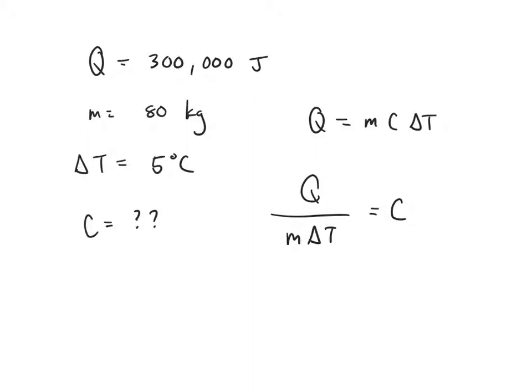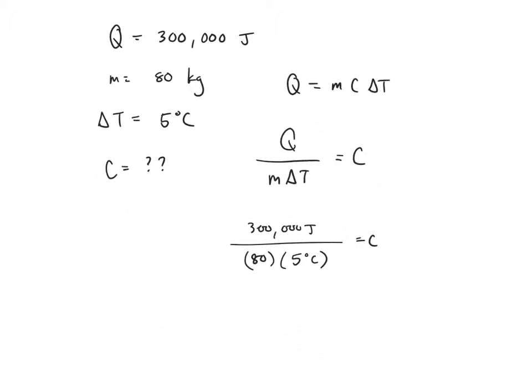At this point, let's go ahead and just plug in. The amount of energy change is 300,000 joules. Our mass is 80 kilograms. And our body temperature goes up by 5 degrees Celsius. What do we get? 300,000 over 400. What does that become? 750?